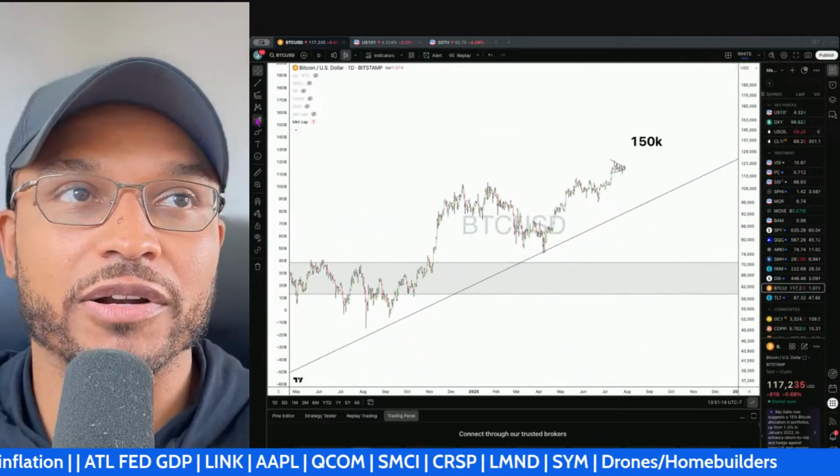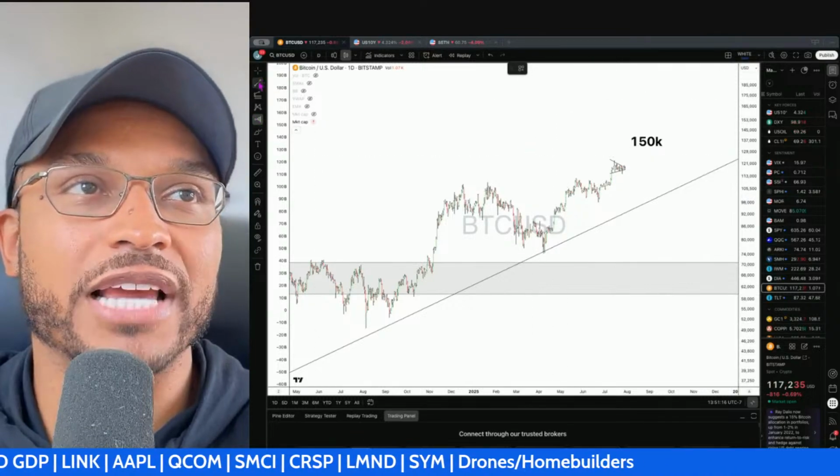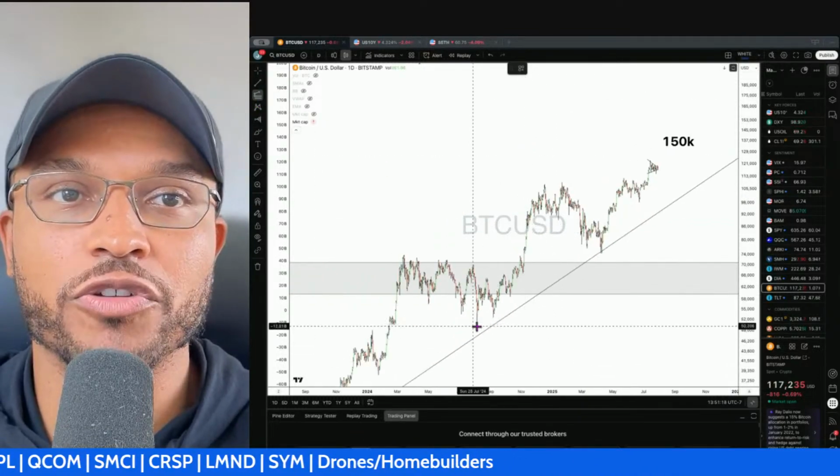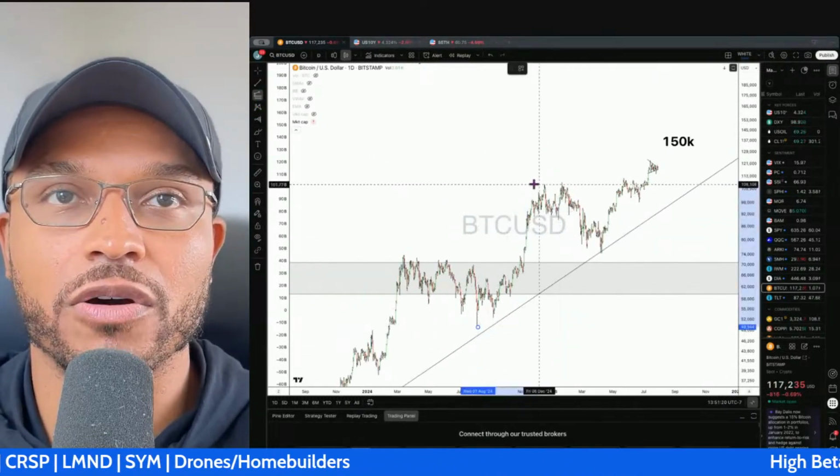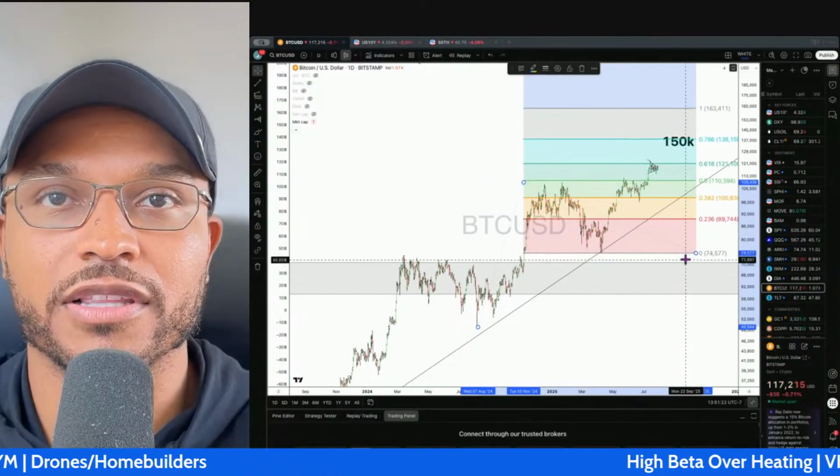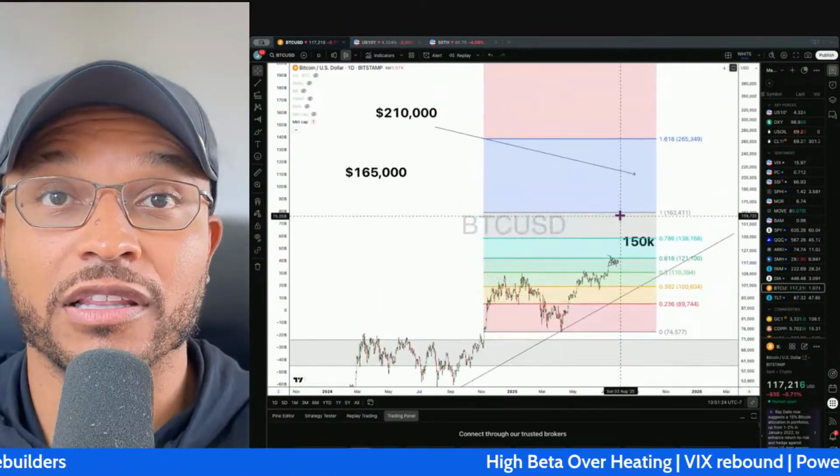Let's pull the fib out on here. Yeah, let's do the Fibonacci. We're going to do Fibonacci from the previous low, and then to this low. So when we do this, this is a log Fibonacci.